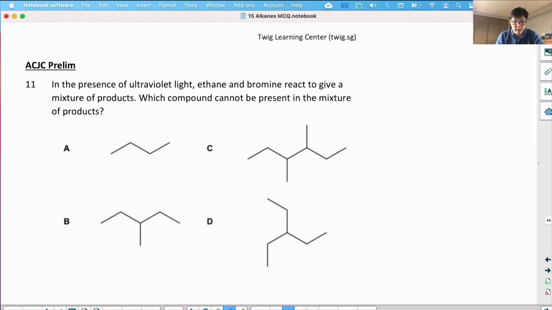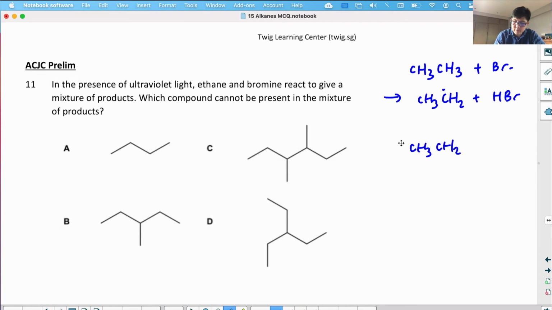In the presence of UV light, ethane and bromine react to give a mixture of products. Which compound cannot be present in the mixture? You can see that all these probably form in the termination step. Ethane is CH3CH3. In the propagation step, you'll probably get CH3CH2 dot plus HBr. Then in the termination step, 2 of these will combine.